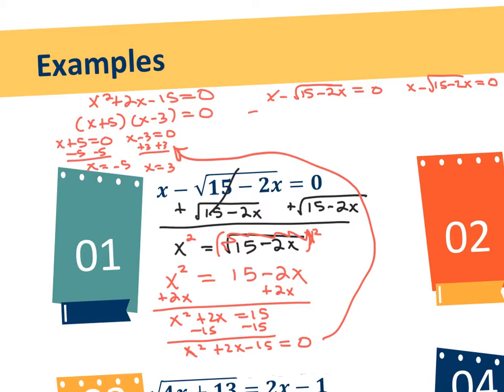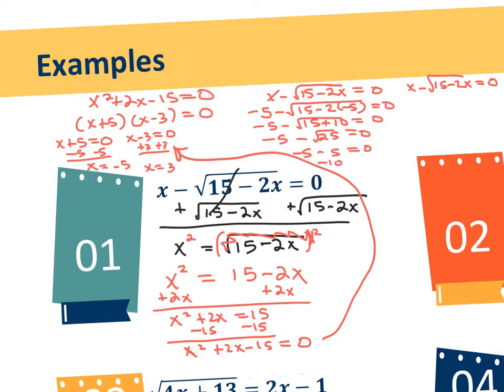So let me go ahead and plug it in. Negative 5, square root of 15 minus 2 times negative 5. That's still under the radical. Negative 5 minus the square root of 15 plus 10 equals 0. 15 plus 10 is 25. Square root of 25 is 5. Negative 5 minus 5 is negative 10, which does not equal 0. So that just told me that solution does not work. So it's out of there. It's extraneous.